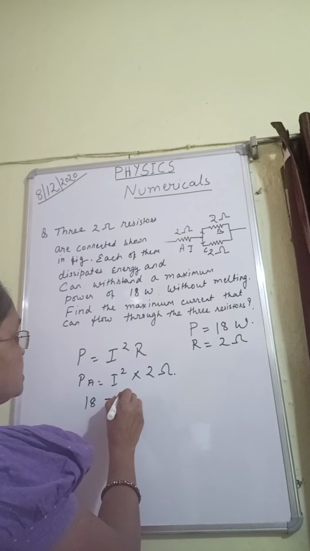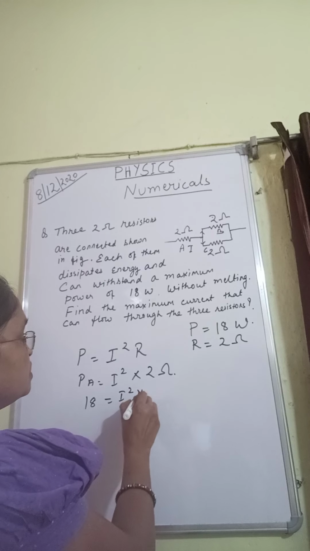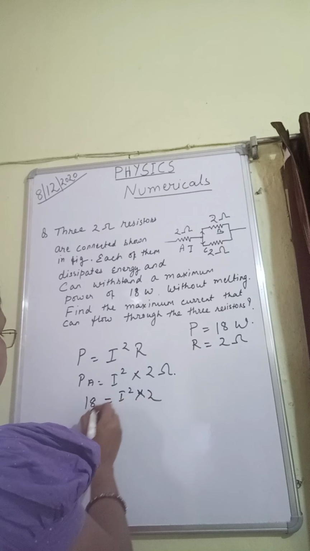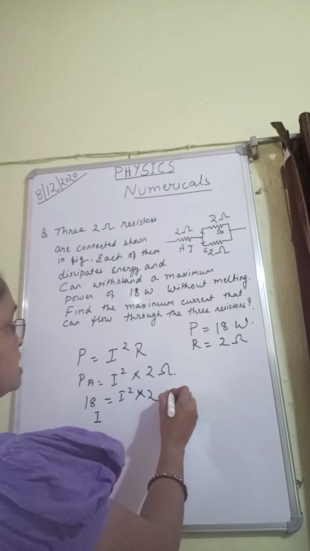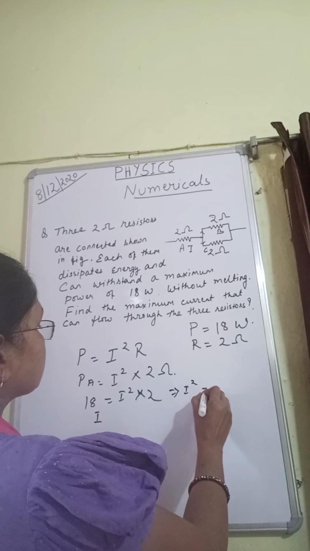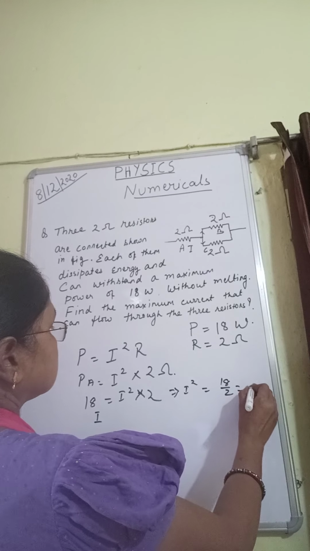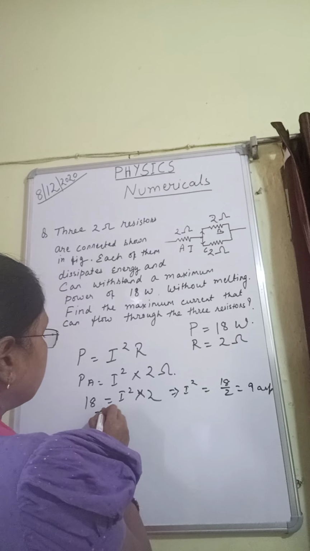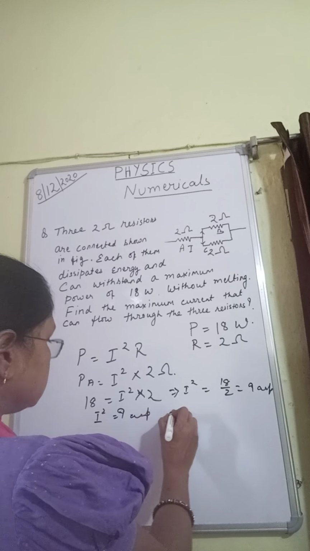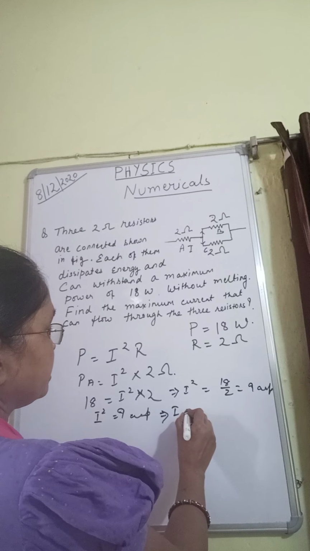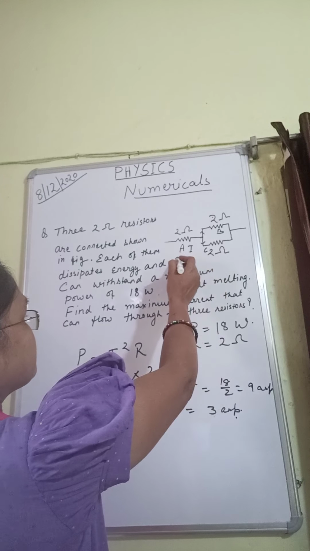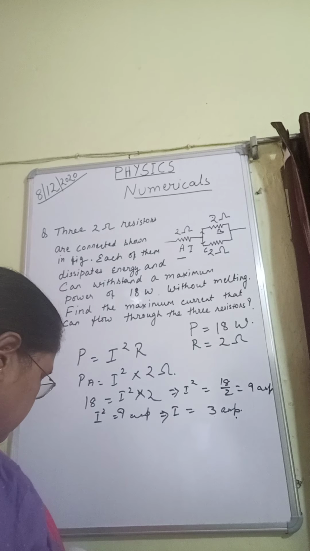So 18 is equal to I square into 2. You can write this as I square is equal to 18 by 2, that is 9 ampere. So here we have got I square as 9, which implies that I is equal to 3 ampere. So the current through point A is 3 ampere.